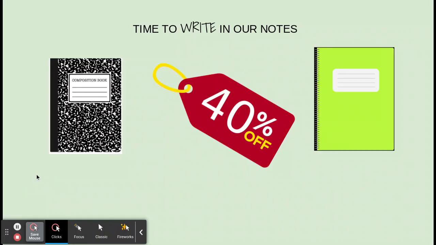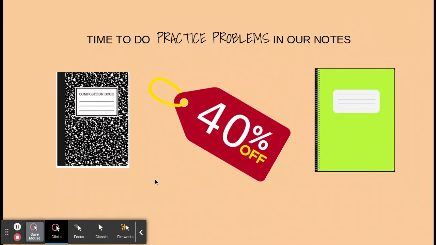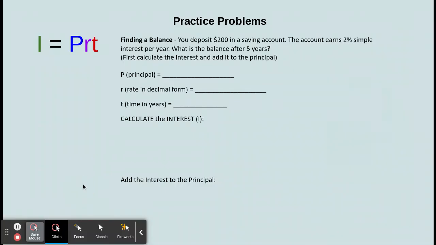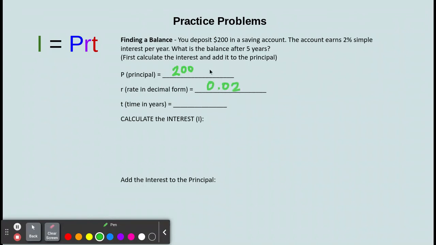All right, now it's time for you to actually not write in your notes, but to do 3 practice problems. Okay, the first practice problem, we're finding the balance like we did earlier in this section. We are depositing $200 into a savings account. The account earns 2% simple interest. And we want to know what the balance is after 5 years.